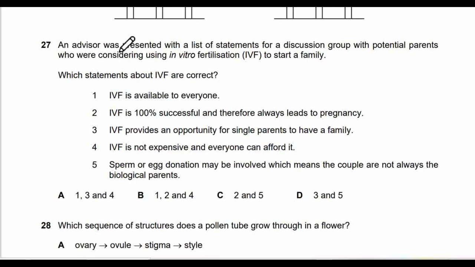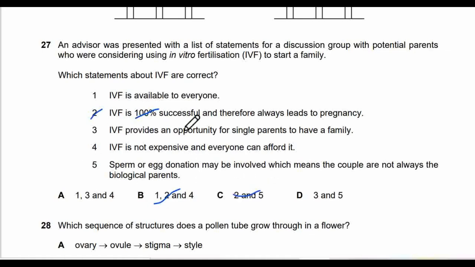An advisor was presented with a list of statements for a discussion group with potential parents who were considering using in vitro fertilization to start a family. Which statements about IVF are correct? IVF is available to everyone. IVF is 100% successful and therefore always leads to pregnancy. So this will be wrong. It's not always successful. Two will be wrong.